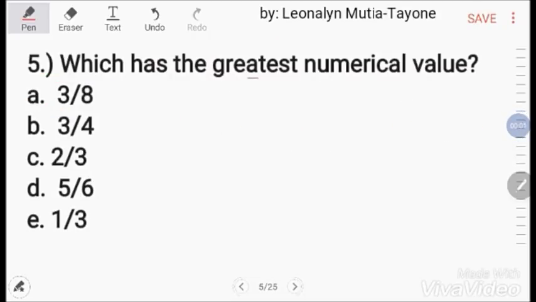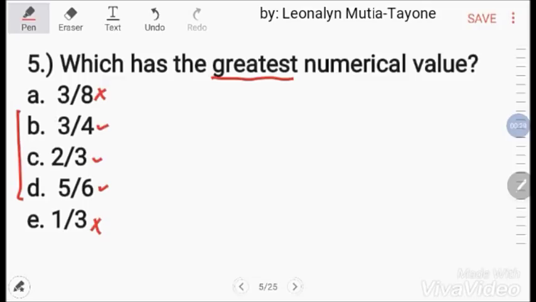Number 5, which has the greatest numerical value? Ang the best mong gawin para mas mabilis, mag-eliminate tayo. Kunin muna natin yung mga more than half. Ito, hindi siya more than half. Ito, pwede. Ito, hindi more than half. So, mag-focus tayo sa B, C, D.